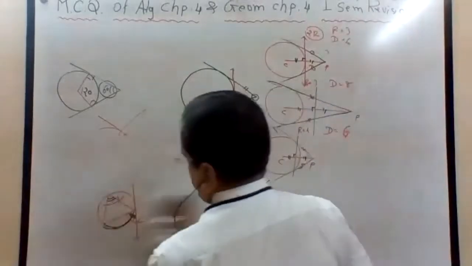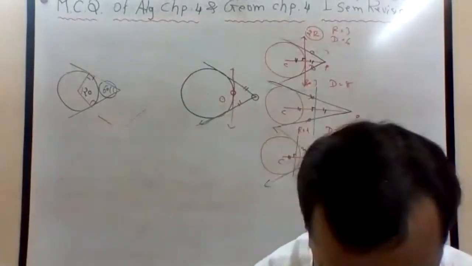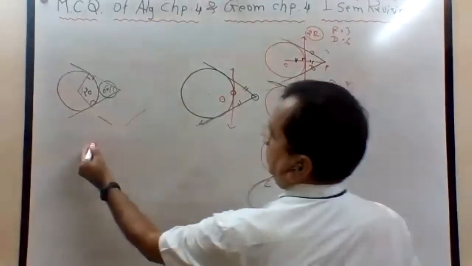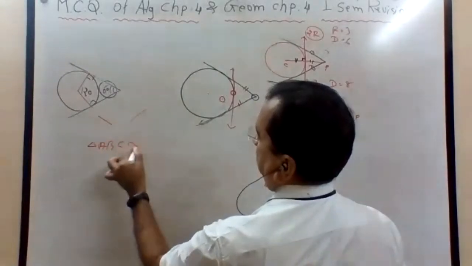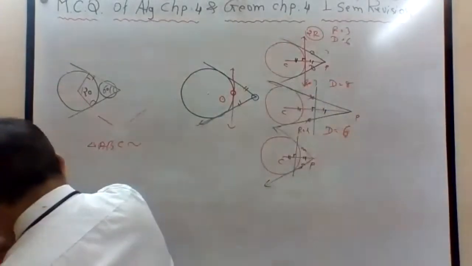Now the last exercise question, a very good question, an MCQ question. Triangle ABC, similar triangle.